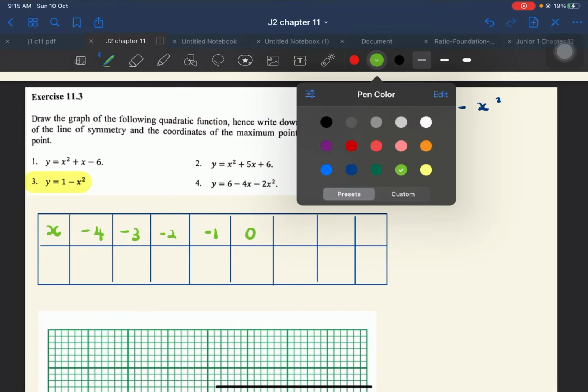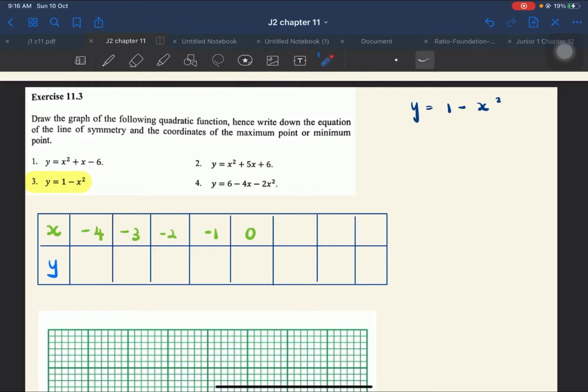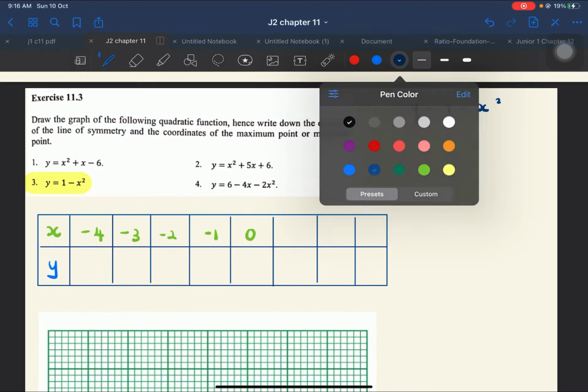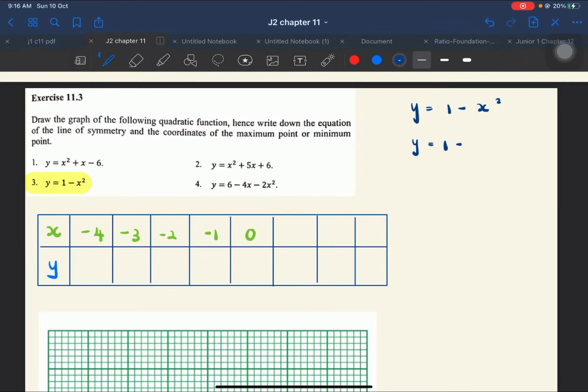Now we're going to calculate the y value. When your x value is negative 4, you substitute your x value into the quadratic equation. Your x equals negative 4, put it into your equation, and you will get y equals 1 minus 16, which is negative 15. When your x value is negative 3, you are going to have 1 minus 9, which is negative 8.